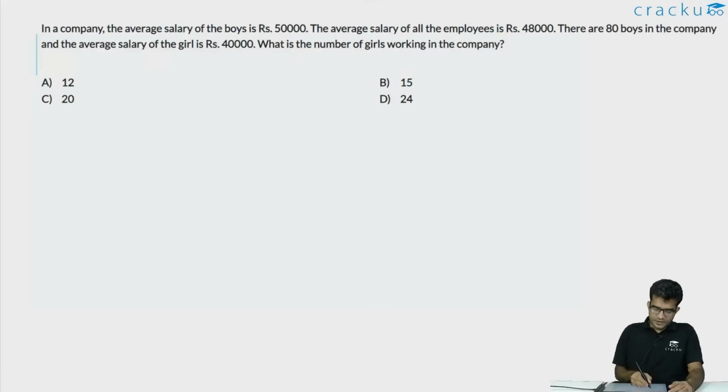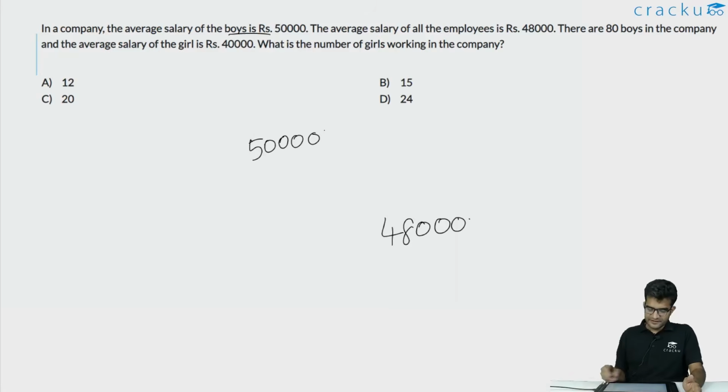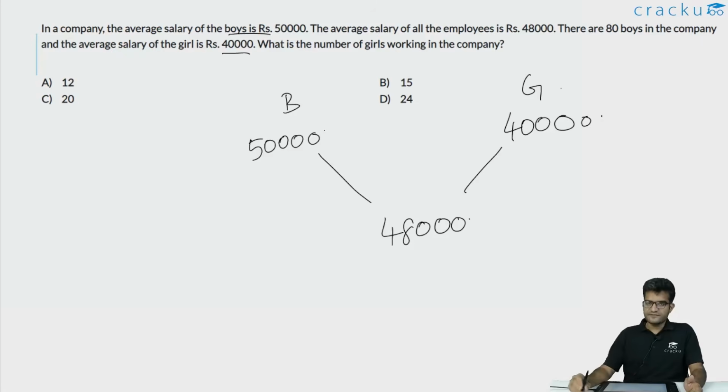In this question, we are told that the average salary of boys in a company is 50,000. And the average salary of all the employees is 48,000, and the average salary of the girls is 40,000. So if you are trying to get the ratio of the number of boys to the number of girls, we can use the method of allegations.